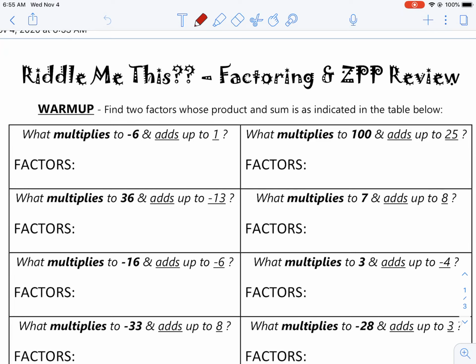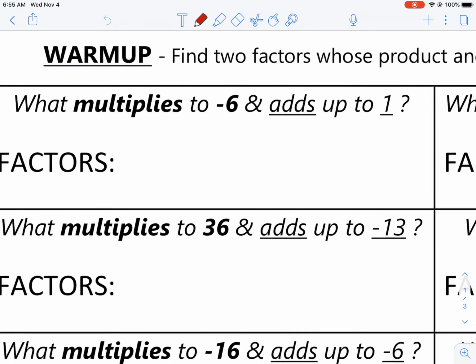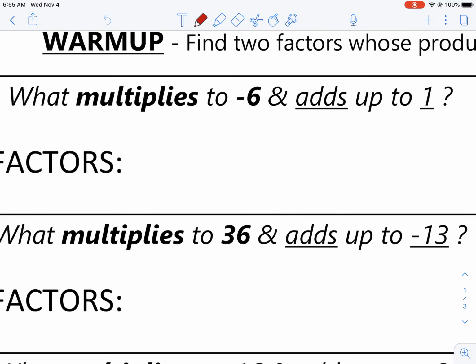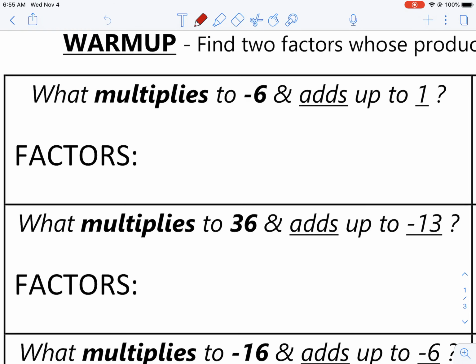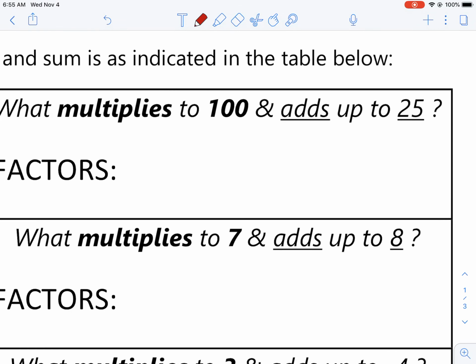we're going to find out what two factors, right? What are the two numbers whose product and sum is indicated below? So if you remember, this is how you factor, all right? So, for example, what multiplies to -6 and adds up to 1? That would be 3 times -2, right? And so, you can do this if you want.